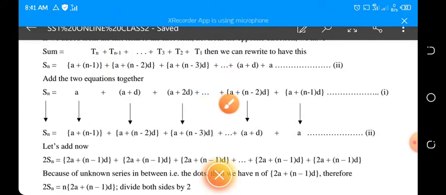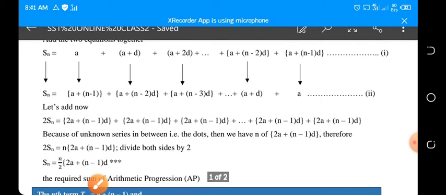Do you see it now? This dot, to me in mathematics, means there are some terms here that I don't know. But because I need to get the first and the last, that's what I have now. By the time I add it together, let's add it now.